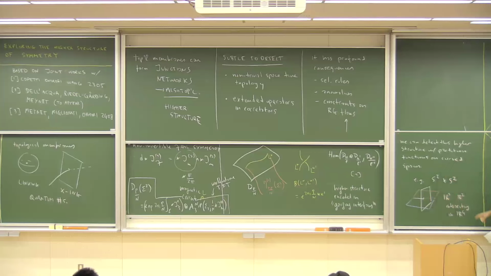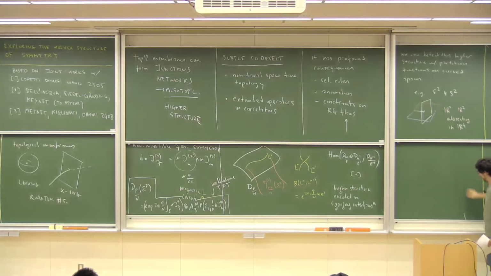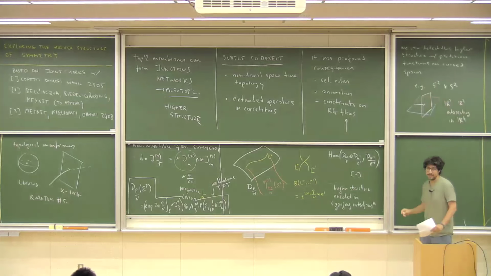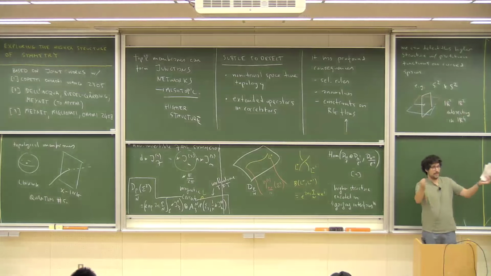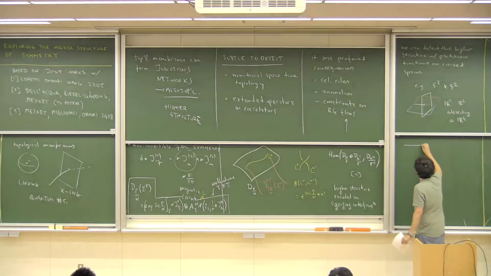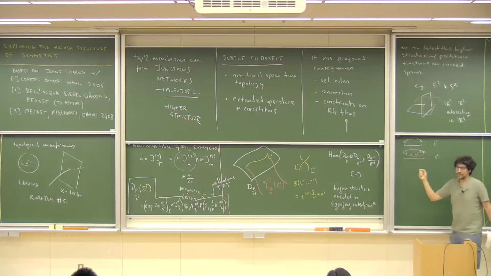Okay, so S2 times S2 is similar. The way in which we visualize it is the following. In order to visualize S1, we know that we can draw an interval and identify the points. So S1 is an interval with endpoints identified. S2 we can view as an S1 which is fibered over a line, something like this. It shrinks at the two endpoints.